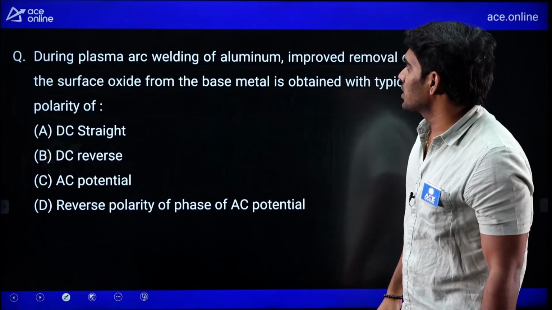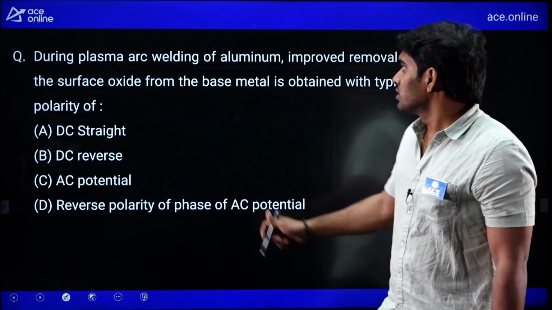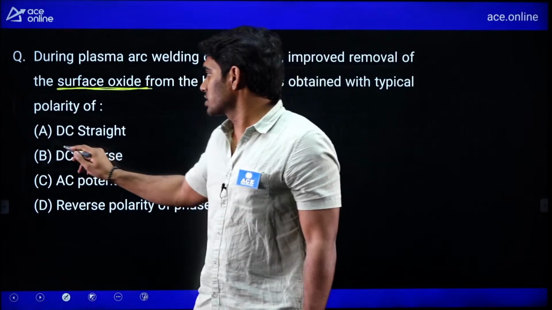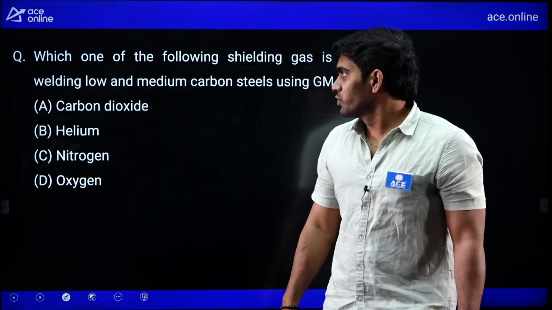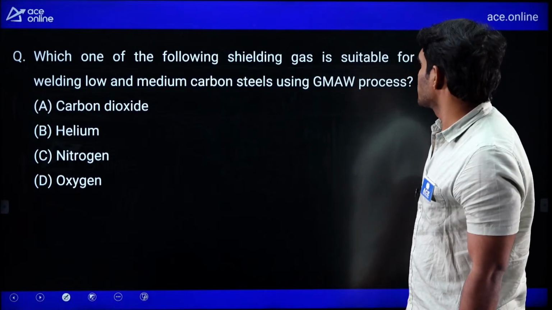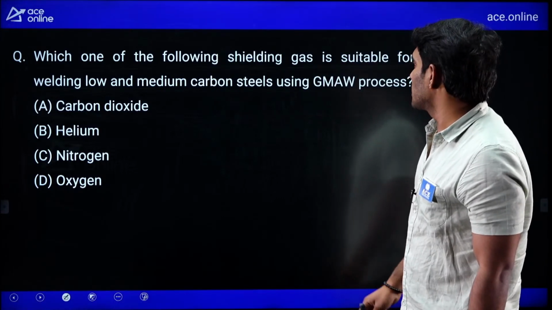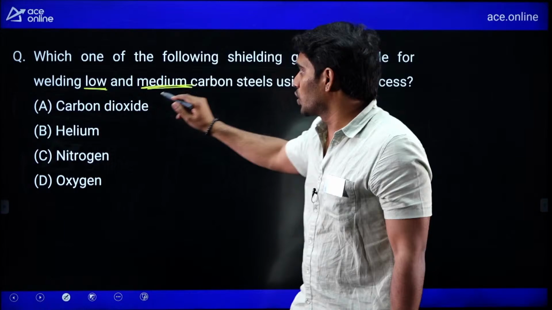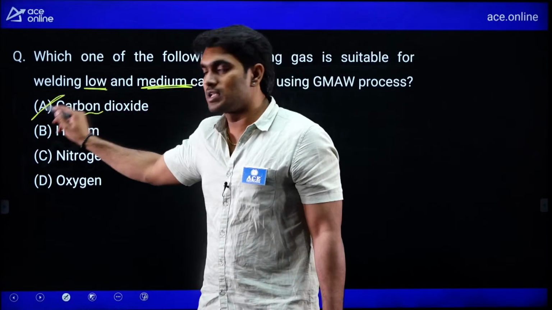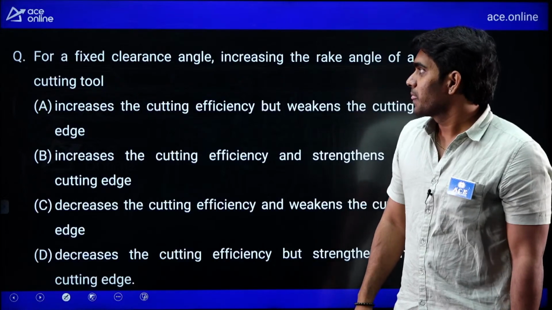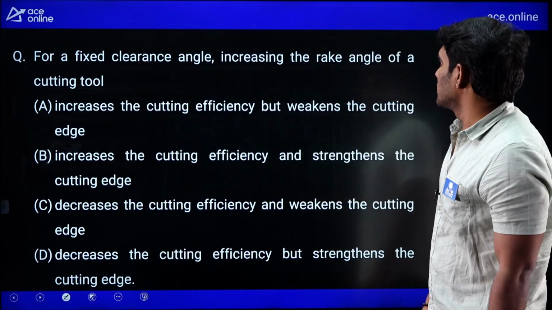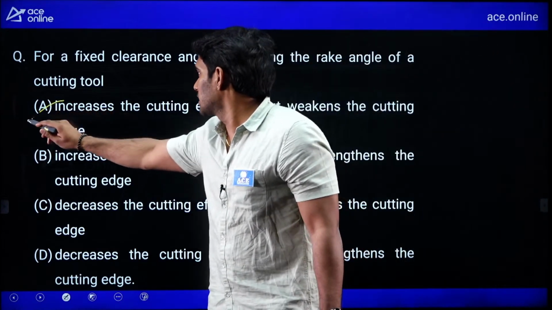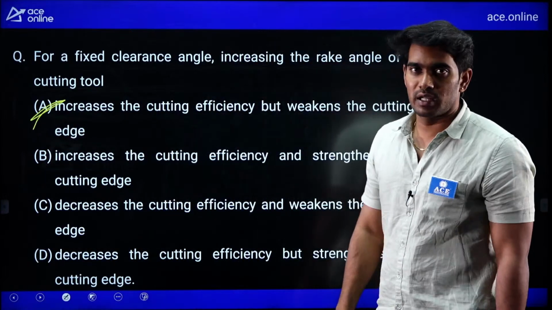During plasma arc welding of aluminium, improved removal of the surface oxide. So here as he has mentioned surface oxide, the answer for this question is DC reverse. Now moving to the next question, which of the following shielding gas is suitable for welding low and medium carbon steels using GMAW process? As it is low and medium, we can add carbon here, so the answer here is carbon dioxide. For a fixed clearance angle, increasing the rake angle, in this case we can notice that it increases the cutting efficiency but weakens the cutting edge.